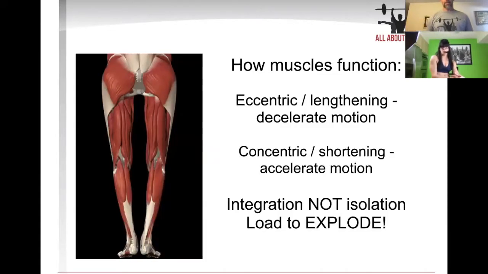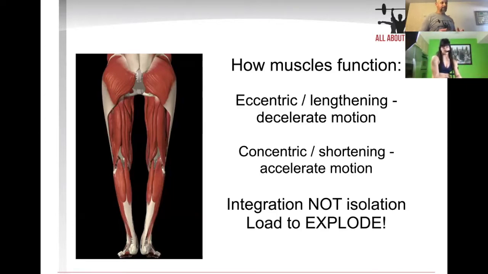So how do muscles function? And this is where we need to retrain again and get into different thought processes, right? We need to think of the body as one muscle. And now we need to think about the body as lengthening to shortening. And I learned this from Gary Gray years ago: muscles lengthen to shorten.